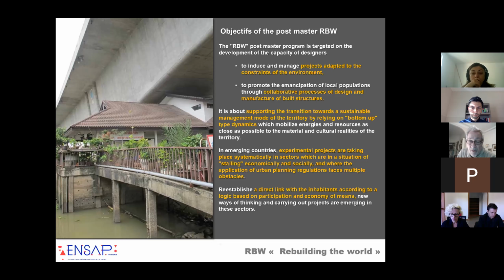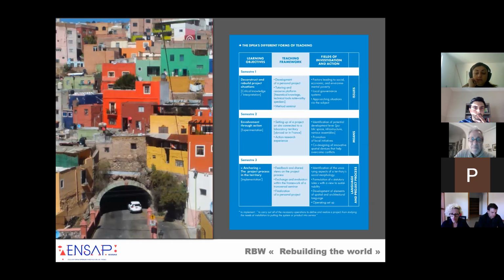So the idea, with these principles, is to work on new issues in urban planning action in the territory, which is different from what we used in the productivist period. So I will show in this slide the three.